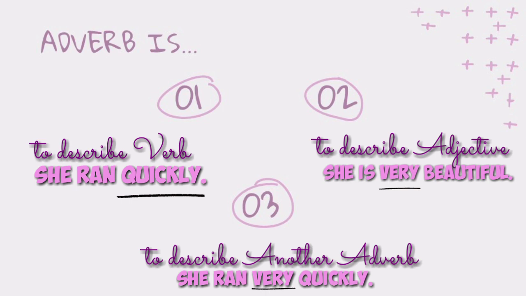In the first sentence, the adverb quickly answers how she ran. In the second sentence, the adverb very answers the question how beautiful she is. Meanwhile, in the third sentence, the adverb very answers the question how quickly she ran.